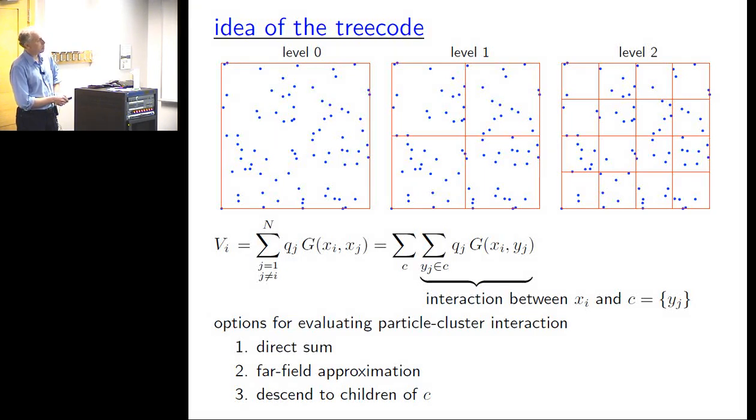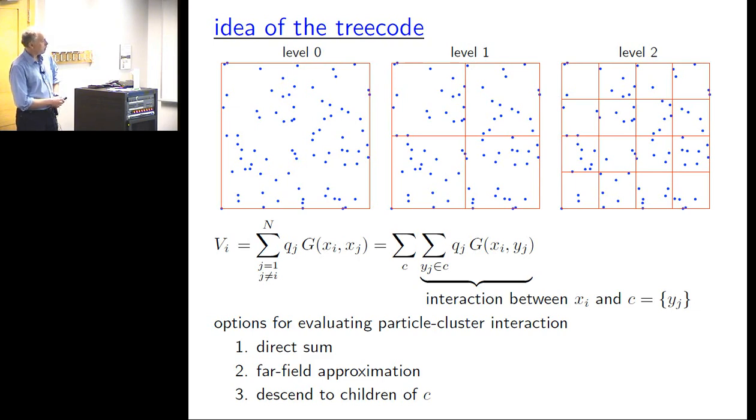The particle here can interact with well-separated clusters at this level. You get to a point at which you've accounted for all the far-field interactions, and then you do direct summation locally. The formula looks like this. If you needed to evaluate a sum, j goes from 1 to n, you break it up into a sum over clusters.